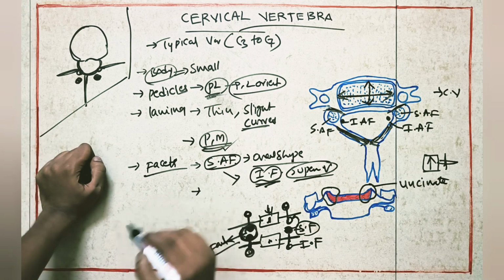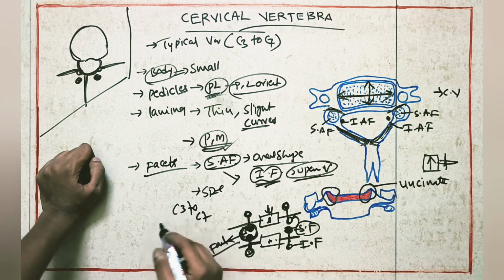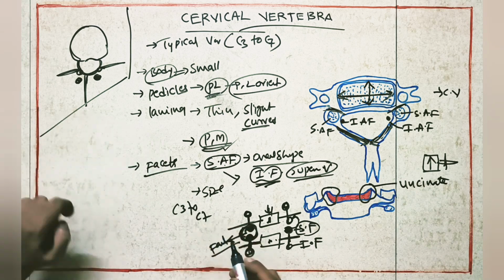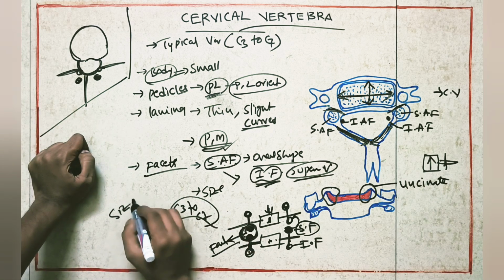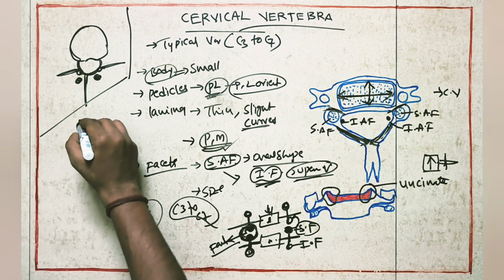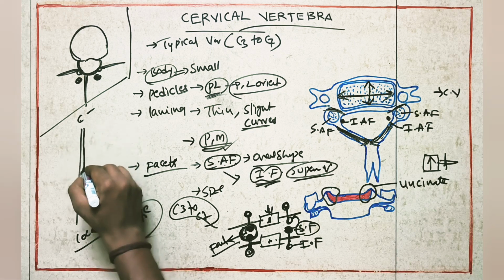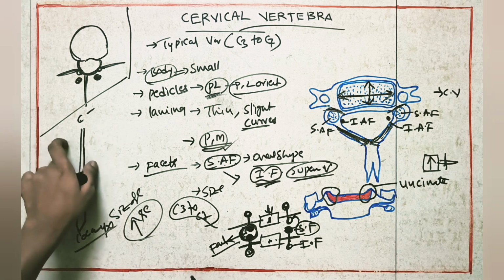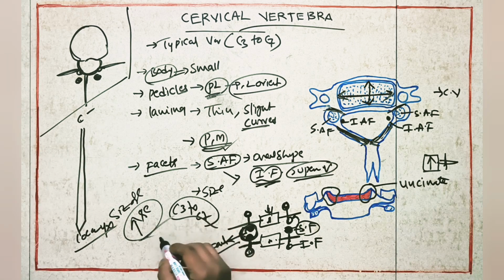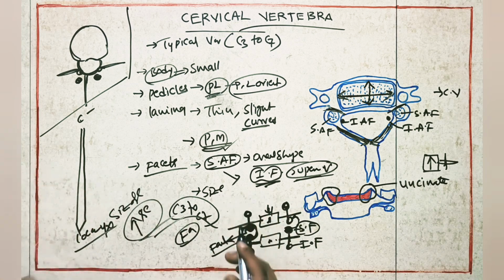One more point: the size of the facets from C3 to C7 will increase. It's very easy to understand. If we go from the cervical spine to the coccyx, the size of the spine increases, and because of that the facet joint size will also increase. The facet surface size also will increase. Okay, next point, transverse process.